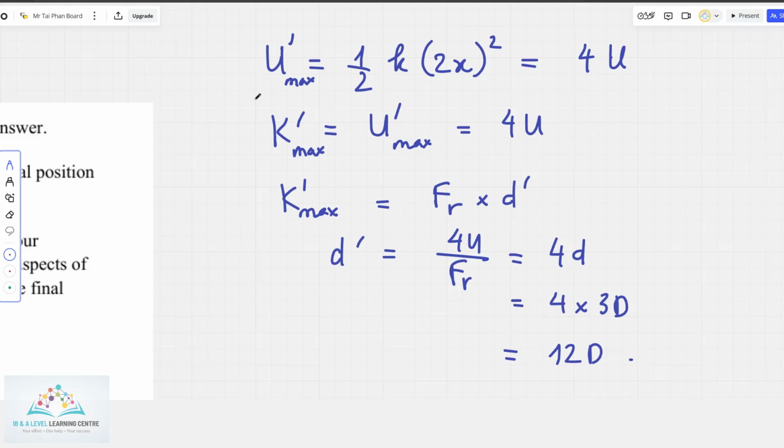What's F_R? The friction, the sliding friction between the object and the surface.